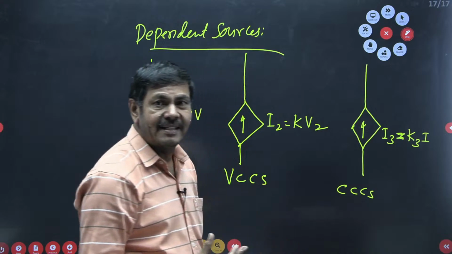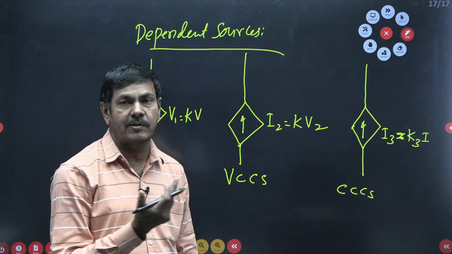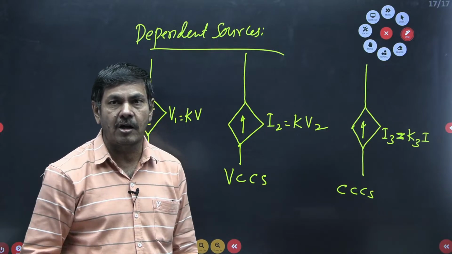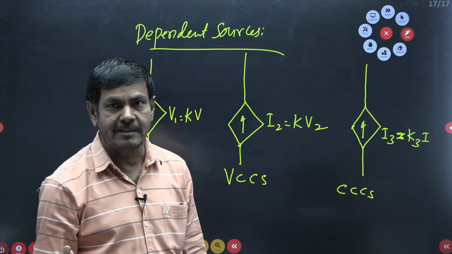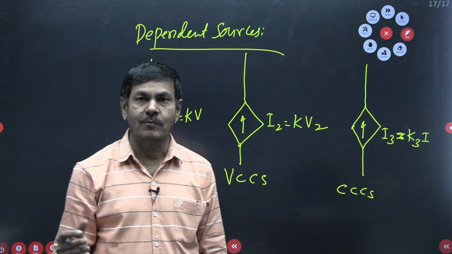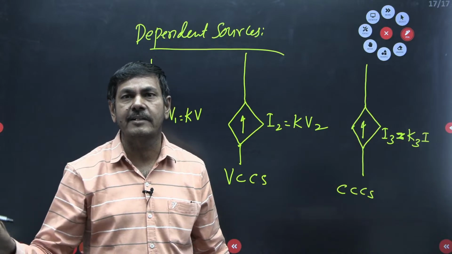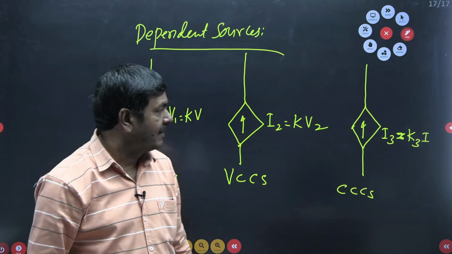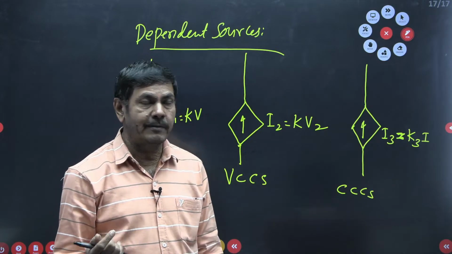These dependent sources cannot be visualized by anyone. Suppose you go to any shop and ask, I want one current controlled current source. He will laugh. It's not available. One voltage source he will give. Current source also is not available. Only a voltage source you can get from the shop. Understand my point now. But what are these dependent sources?